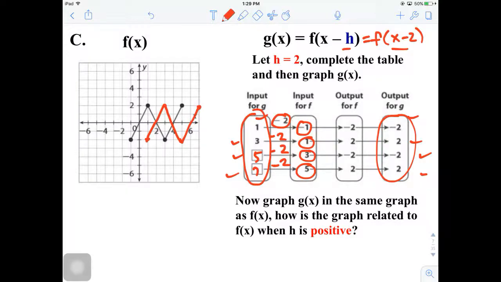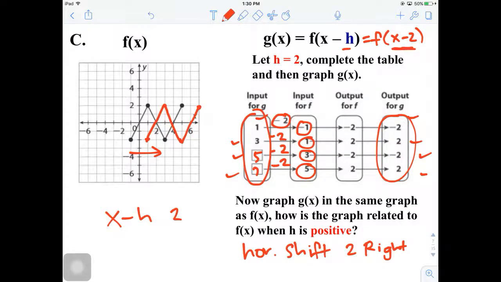So take a look at this and tell me what you think. What does this -2 inside do to the entire graph? So if you actually look at it from the original, you actually shift it to the right 2 units. So now you know that x minus 2 inside is going to be a horizontal shift of 2 units to the right, and that would be the transformation. Okay, so minus 2 means to the right. So x minus h is actually h units to the right.